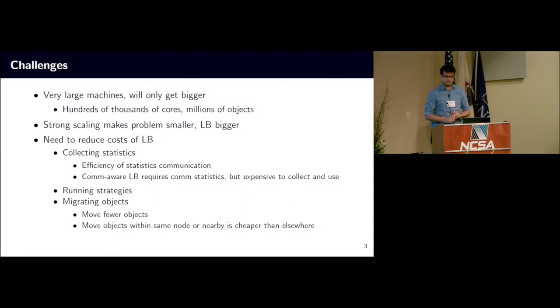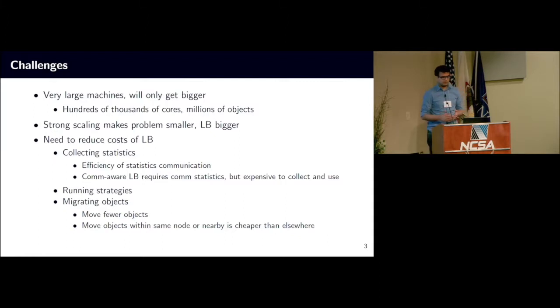One is collecting statistics. So to do load balancing, we collect some information during the run, we pass it to the strategy, and then we migrate objects. So our first thrust is fixing the efficiency of statistics communication. Another big thing is that comm-aware load balancers, which are often used to be cognizant of the communication in the system, require the collection of comm statistics, but they're expensive to collect and expensive to use in strategies.